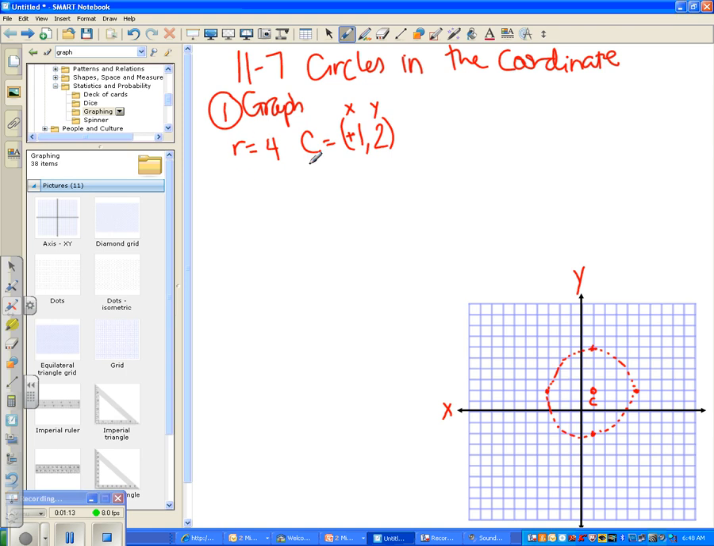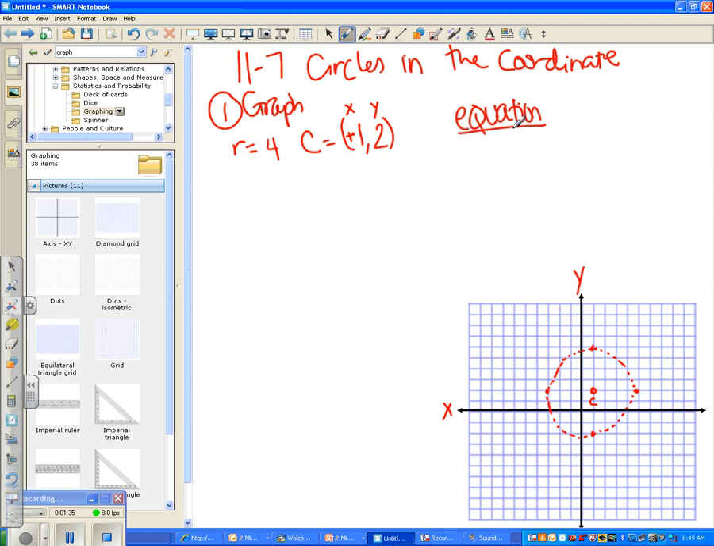Okay, so that's how we can graph it. Always start at the center and then go around however many times the radius is. But that's probably too easy of a question to ask you guys, because you guys are just too smart for that. So how to make it more challenging is I'm going to actually give you the equation of the circle, and I'm going to ask you to graph it.